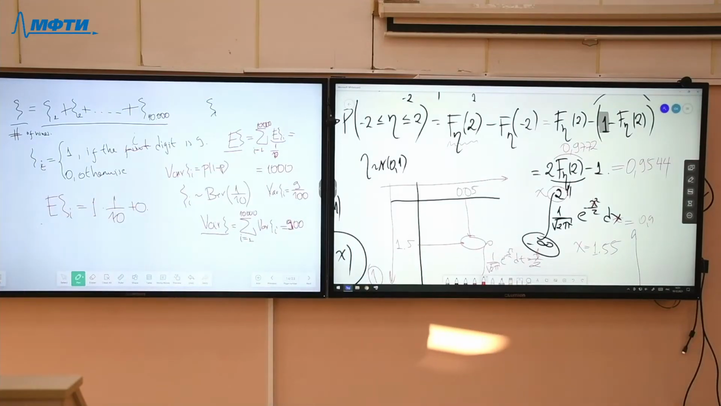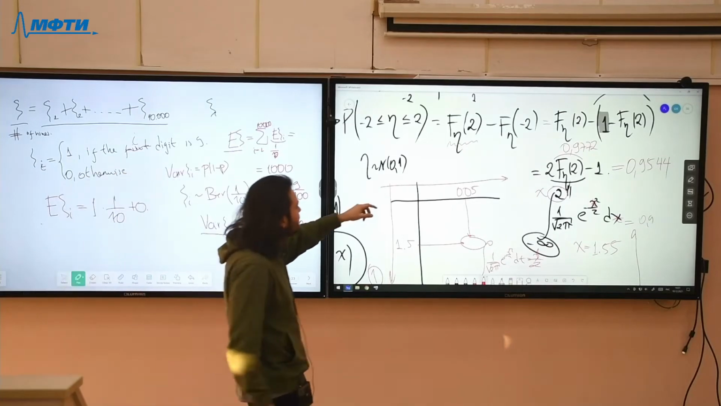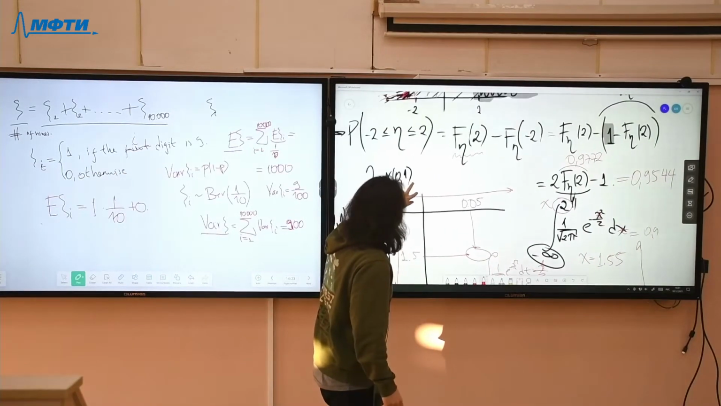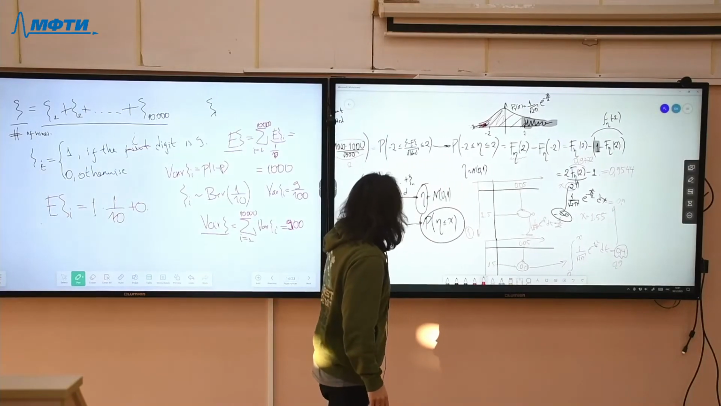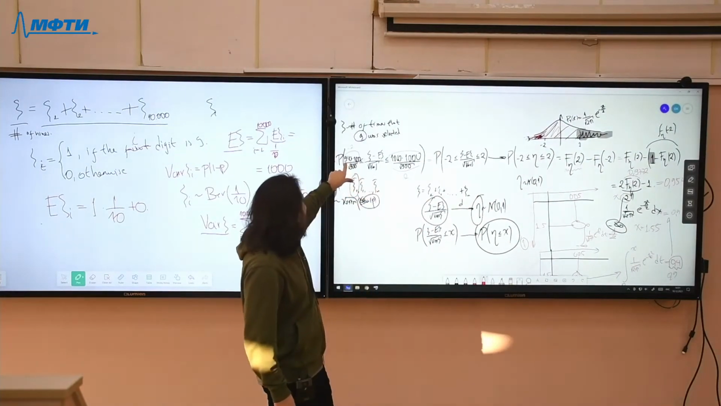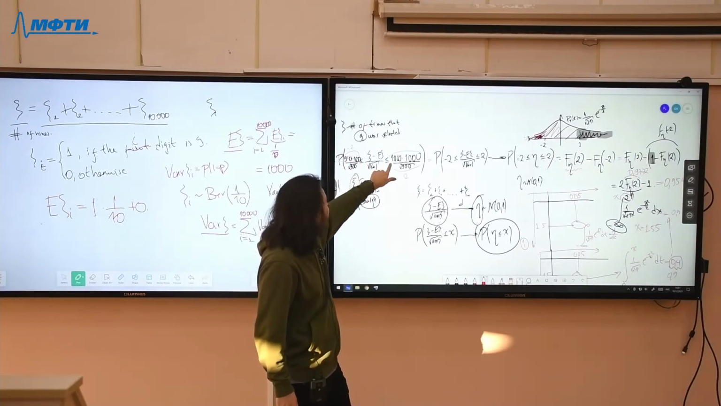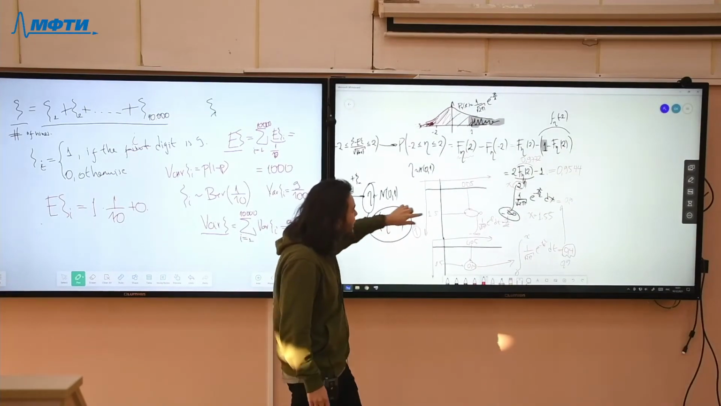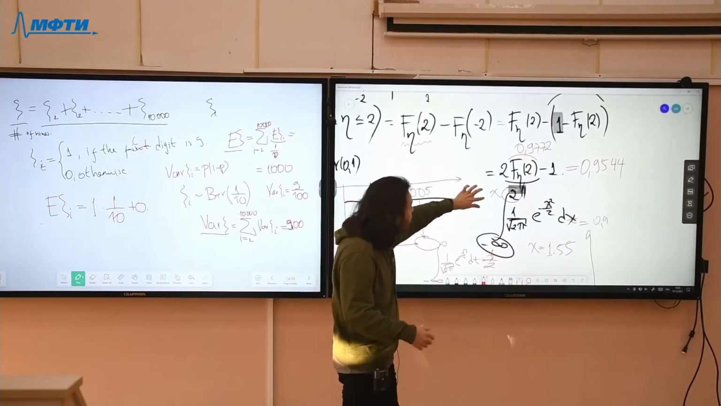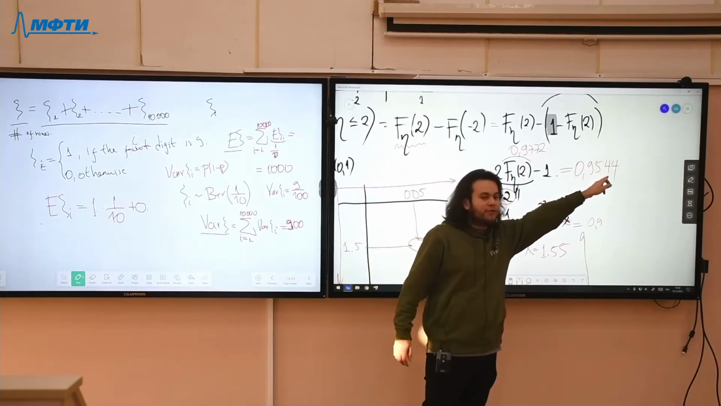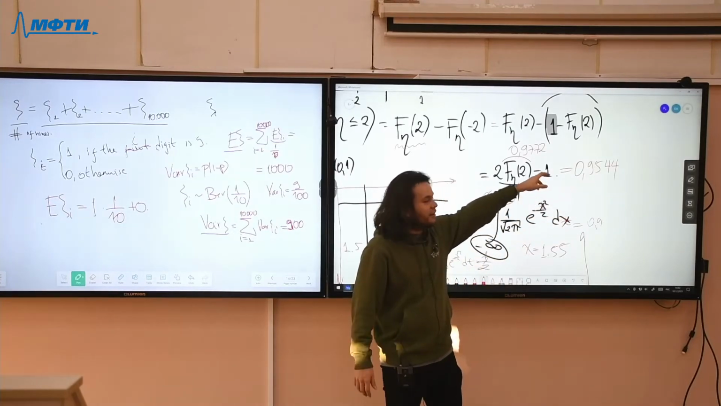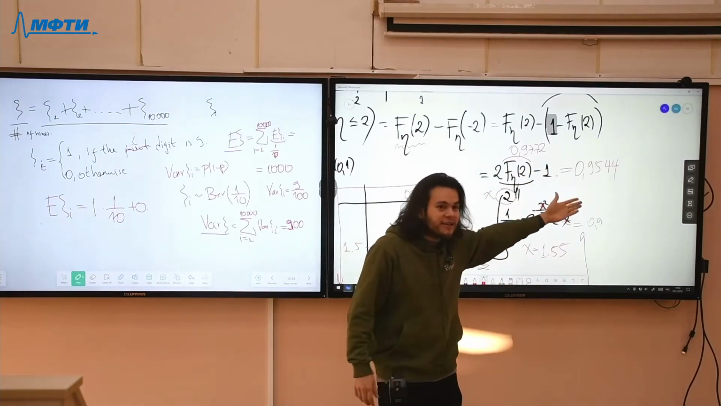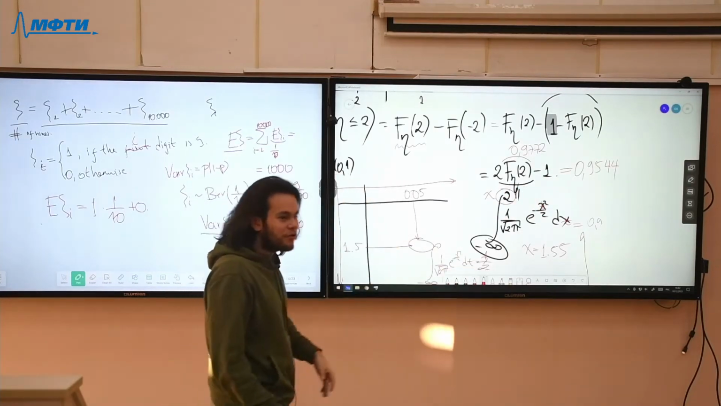0.9544. So the probability that you get nines, so the number of nines that you get is from 440 to 1060. The probability that you get that number of nines is 0.9544. So it's very high. It's almost 1, right? That is why the central limit theorem is very important, because now you can compute.